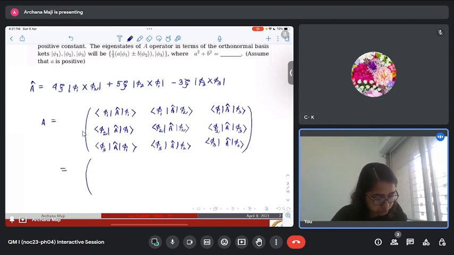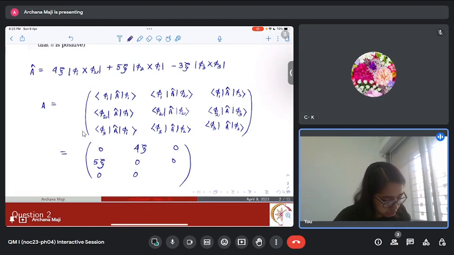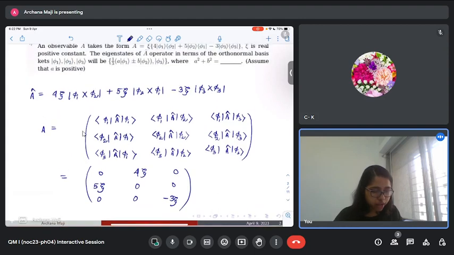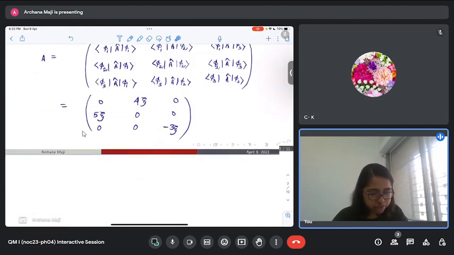So the elements would be: the first element is 0, the second element will come from this particular term, so it's 4 xi. The third element is again 0, and this will get contribution due to this term, so 5 xi. Then these two are 0 and these two are also 0, and this will get contribution due to that, so minus 3 xi. This is clear? Now once we have the matrix, we need to find the eigenvalues and the corresponding eigenstates. Is the matrix form clear?